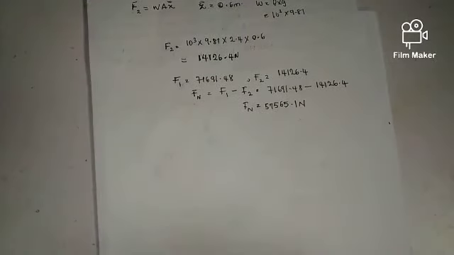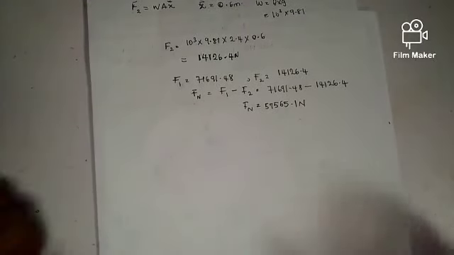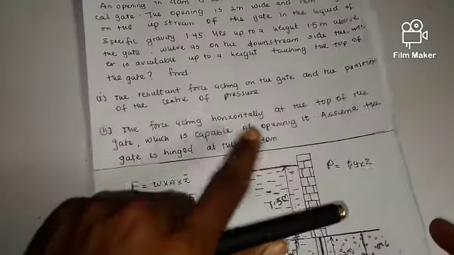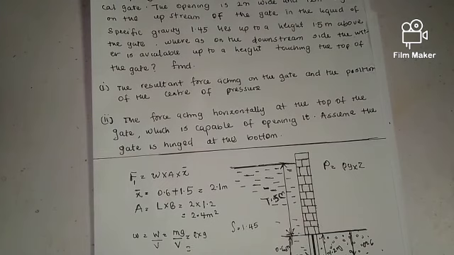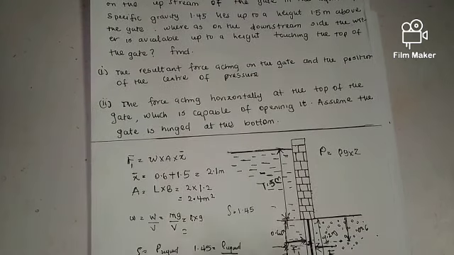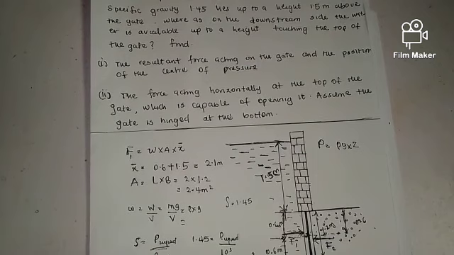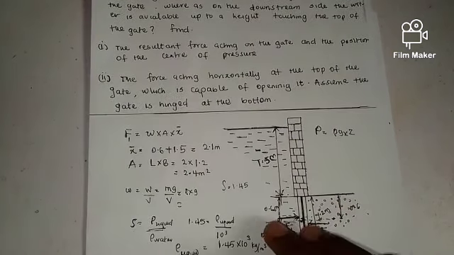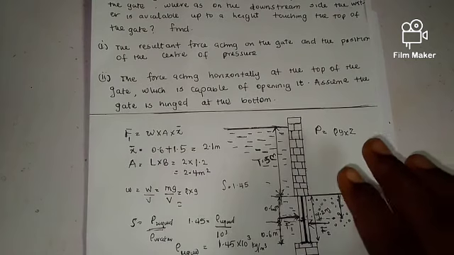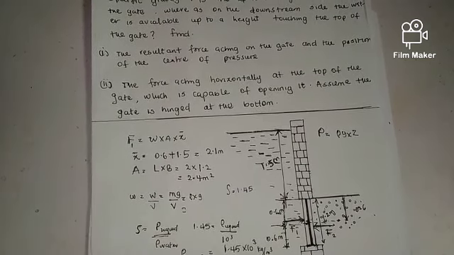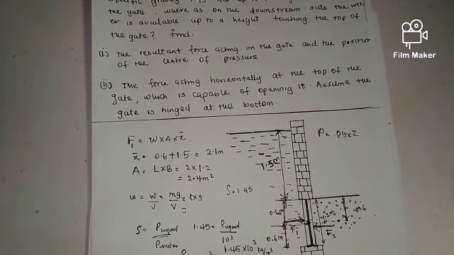Now they said we should calculate the center of pressure. From our question 1, they said find the resultant force acting on the gate and the position of the center of pressure. So basically, the position of our center of pressure is the point at which our pressure is acting, right? That's what I defined earlier before the start of the video. I said the center of pressure is the point of action of the pressure in that liquid.